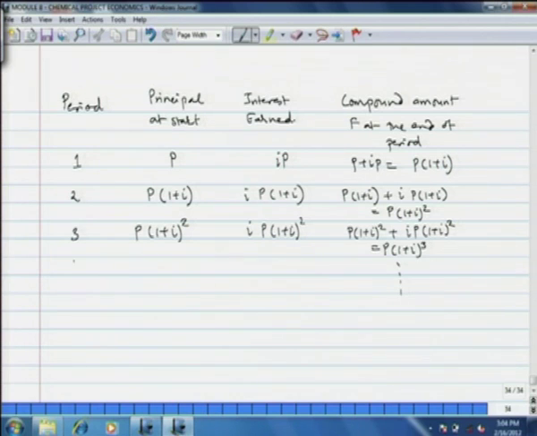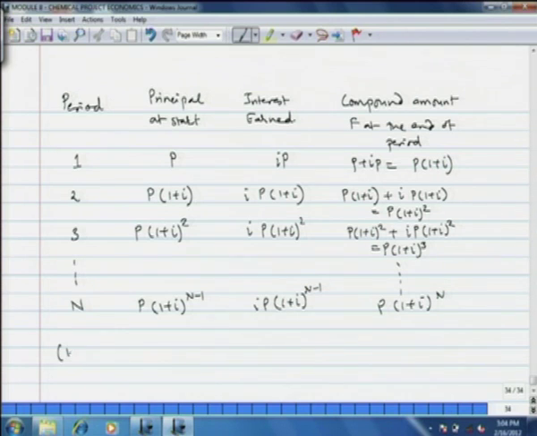So, after n periods, we can easily write the principal at start. This will be P into (1 plus I) raised to n minus 1. Interest earned in the last period will be I into P into (1 plus I) to the power n minus 1, and the total amount F will be P into (1 plus I) to the power n.